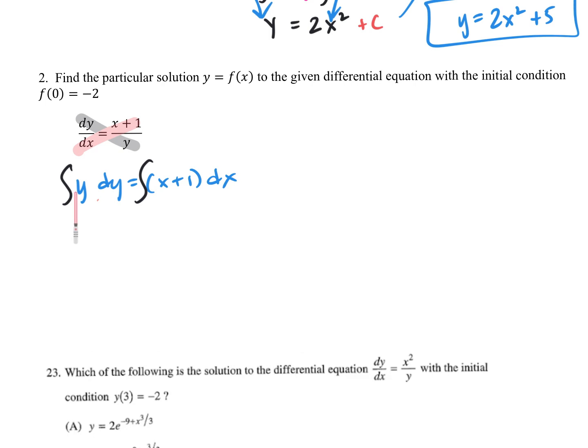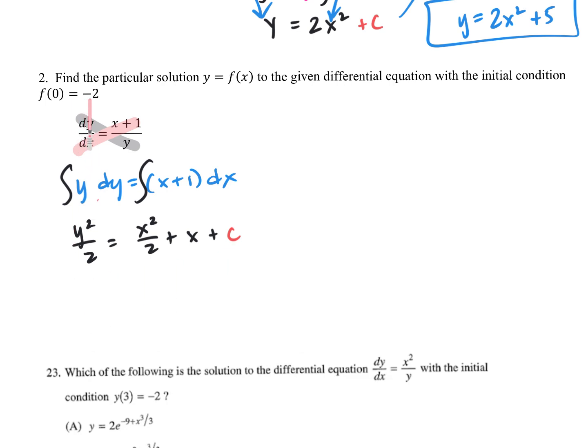Antiderivative of y. Beautiful. y squared over 2. Antiderivative of x. Antiderivative of 1. Plus c. Beautiful. And let me just say this one more time. This was still dy dx. If they want the function, we got to take an antiderivative of the slope to get the function.